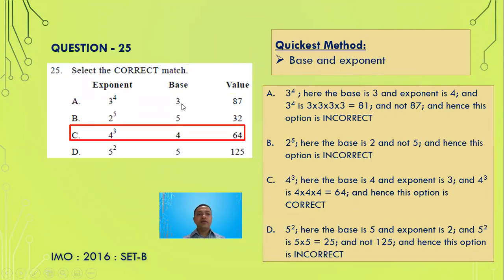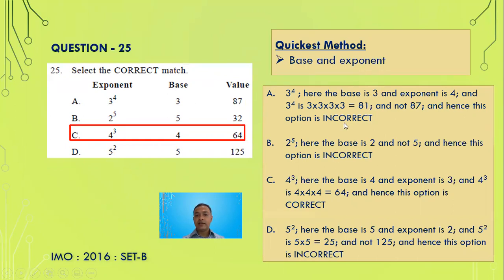Okay, last one. Hooray. Select the correct match: exponent, base and value. So 3 raised to 4. In 3 raised to 4, what is the base? 3. But what is the value? Value of 3 raised to 4 is 3 into 3 into 3 into 3, 3 multiplied by 3, 4 times, isn't it? So 3 3s are 9, 3 9s are 27, 3 27s are 81. Answer is 81. It should not be 87.